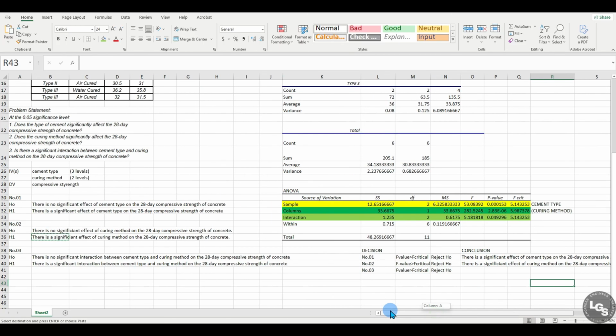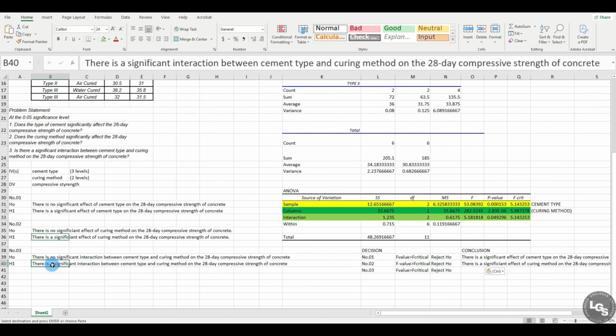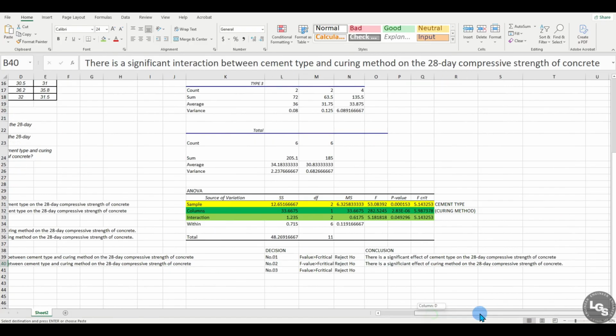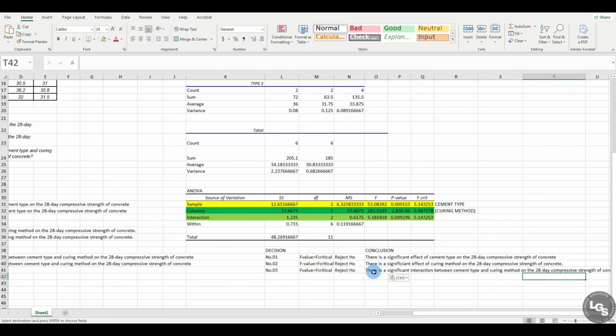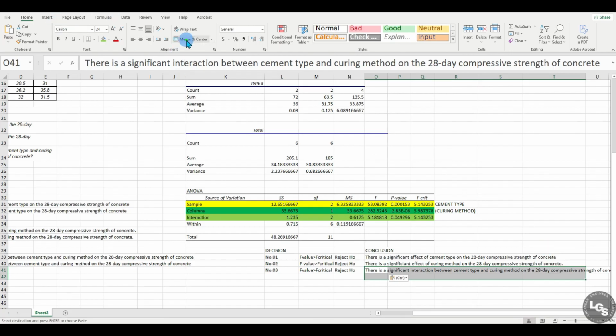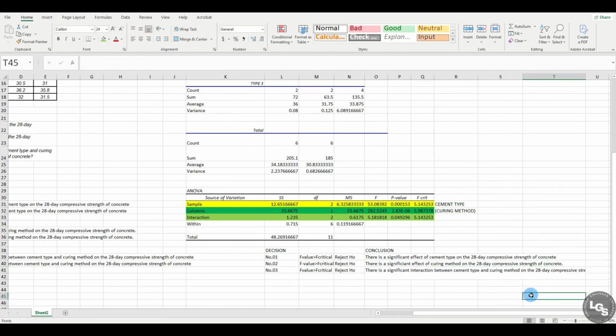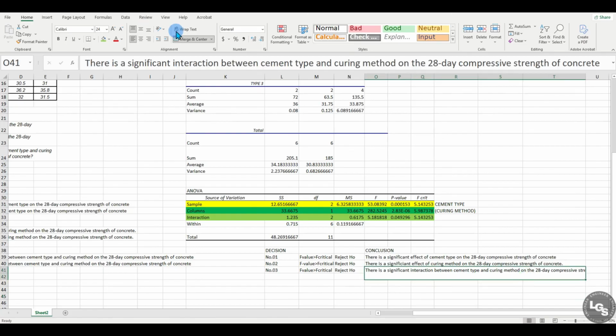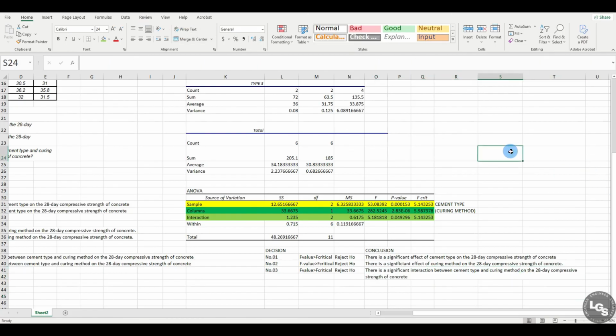And for the third question, we again rejected the H0. So the conclusion is there is also significant interaction between the two independent variables, which are cement type and curing method, on the 28-day compressive strength of the concrete. So this is how we perform a two-way ANOVA in Excel.